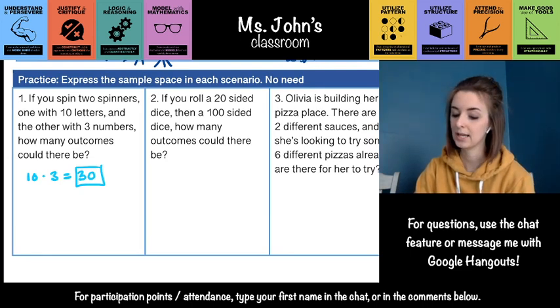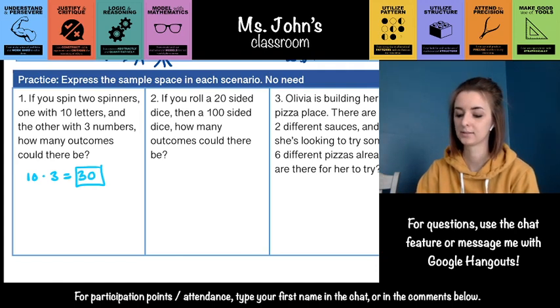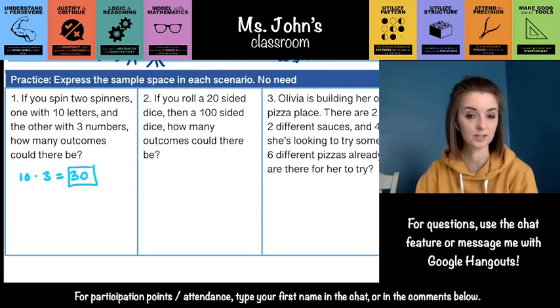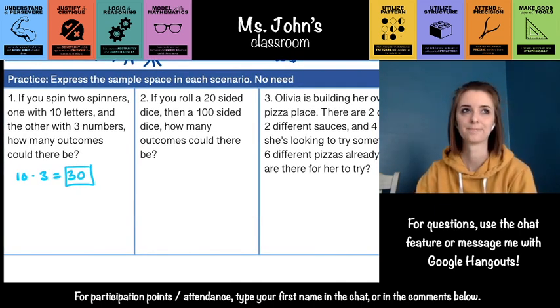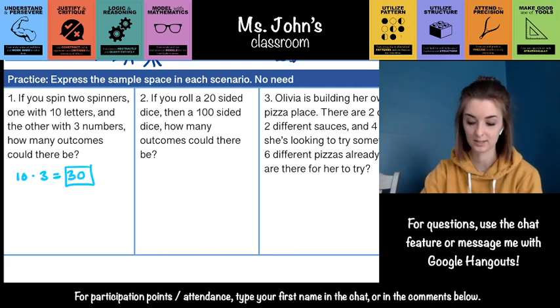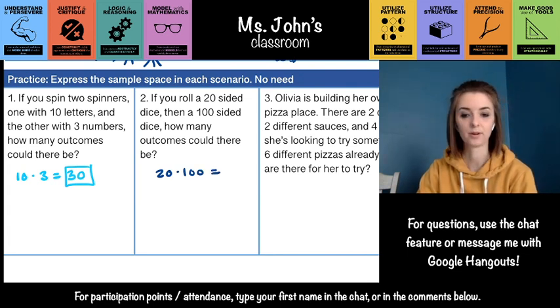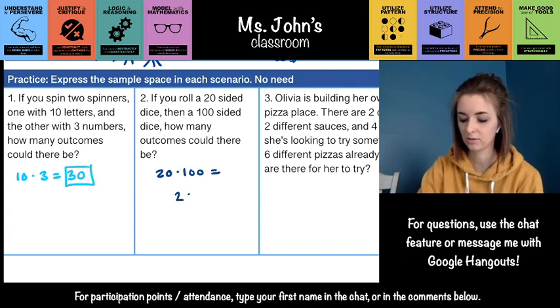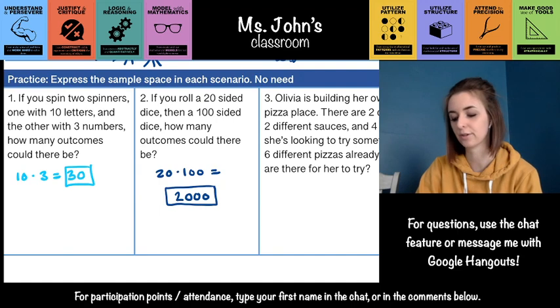If you roll a 20-sided die and then a 100-sided die, how many outcomes could there be? As you might imagine, a lot. A 100-sided die has a lot of options. But the mathematical way, we just multiply both of these numbers of options together and we get 2,000 different outcomes if you're rolling both dice.